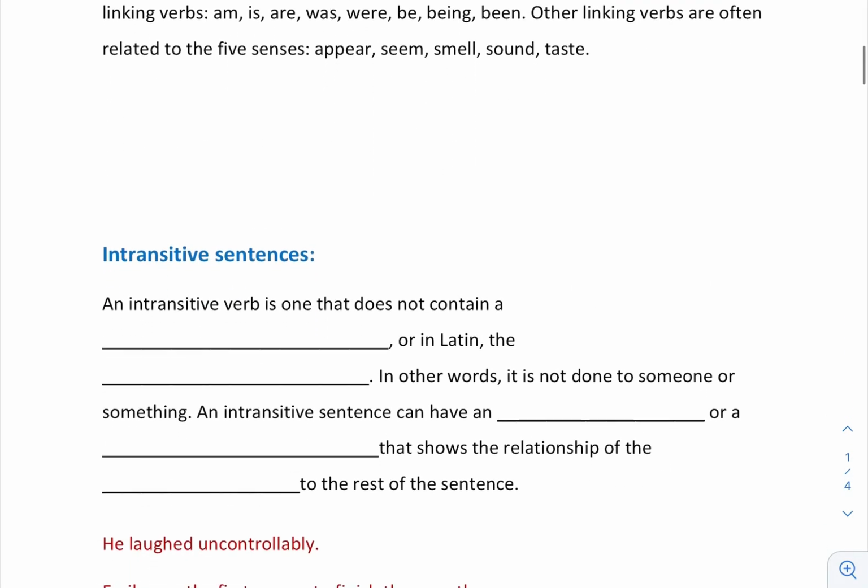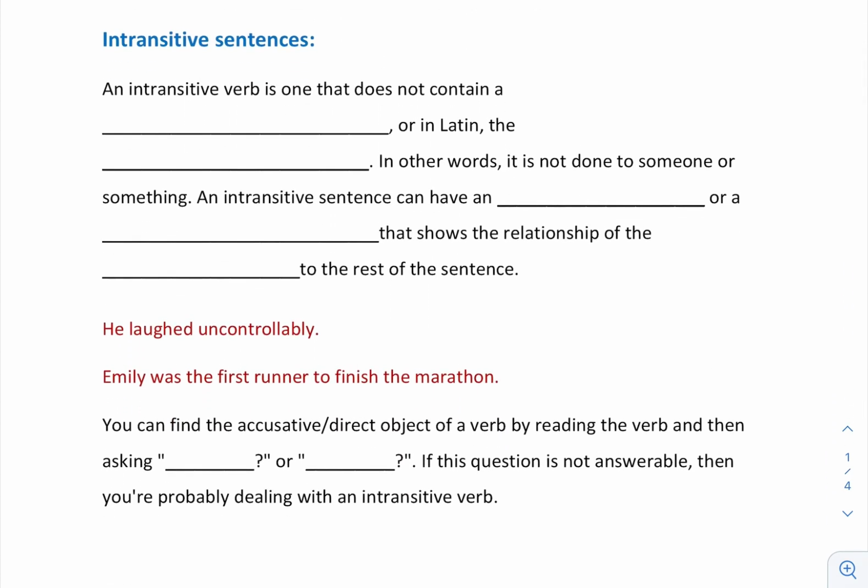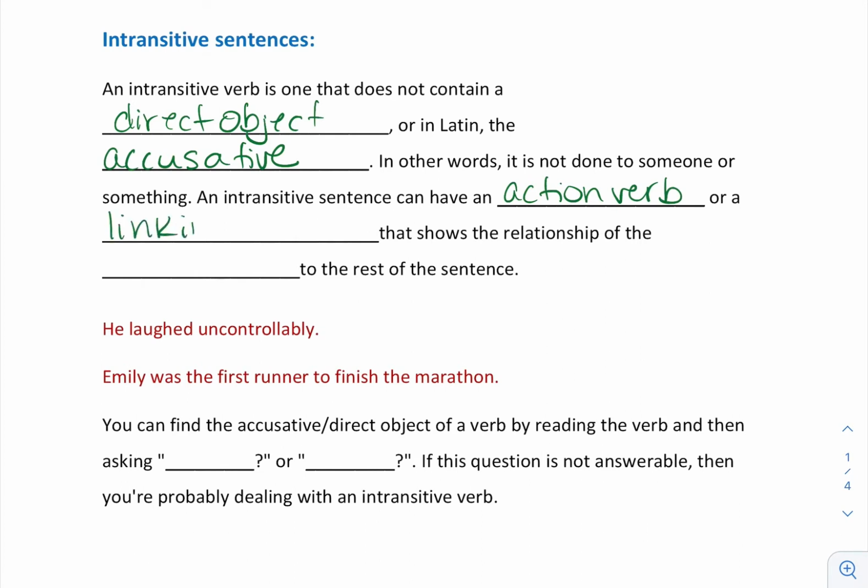Now, in an intransitive sentence, an intransitive verb is one that does not contain a direct object, or of course in Latin, an accusative. In other words, it is not done to something or someone. An intransitive sentence can have an action verb or a linking verb that shows the relationship of the subject to the rest of the sentence.